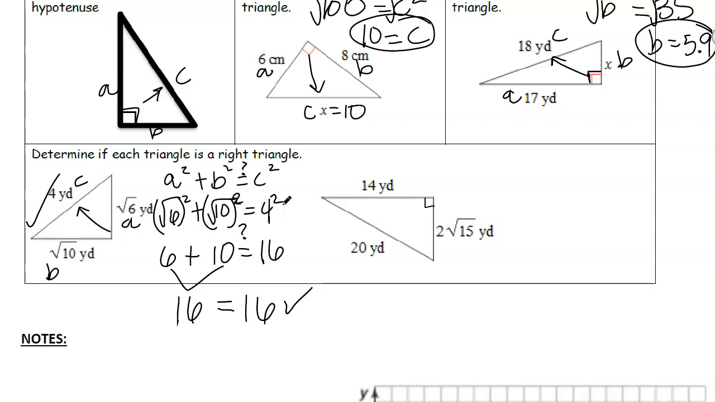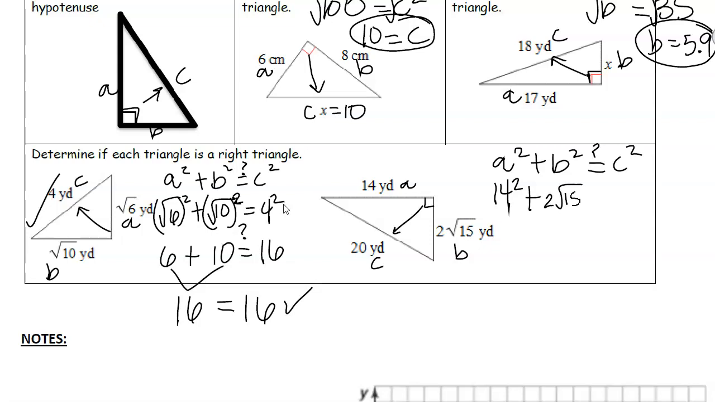Alright, so I know that these don't have the right angle right across. That's your C. The other ones are A and B. So A squared plus B squared, does it equal C squared? For A, we have 14 squared. For B, we have 2 square root of 15. Don't forget, you're going to put parentheses, and then square root equals 20 squared.